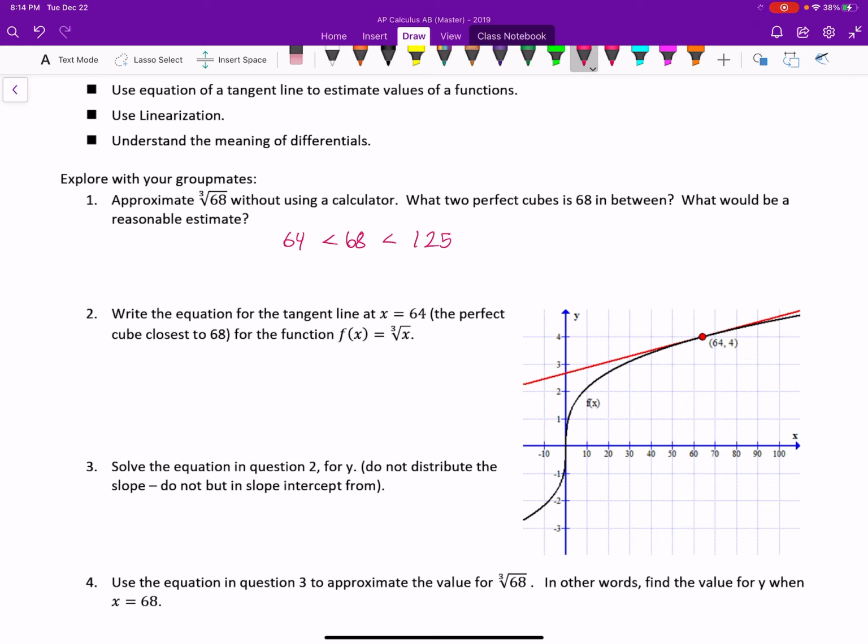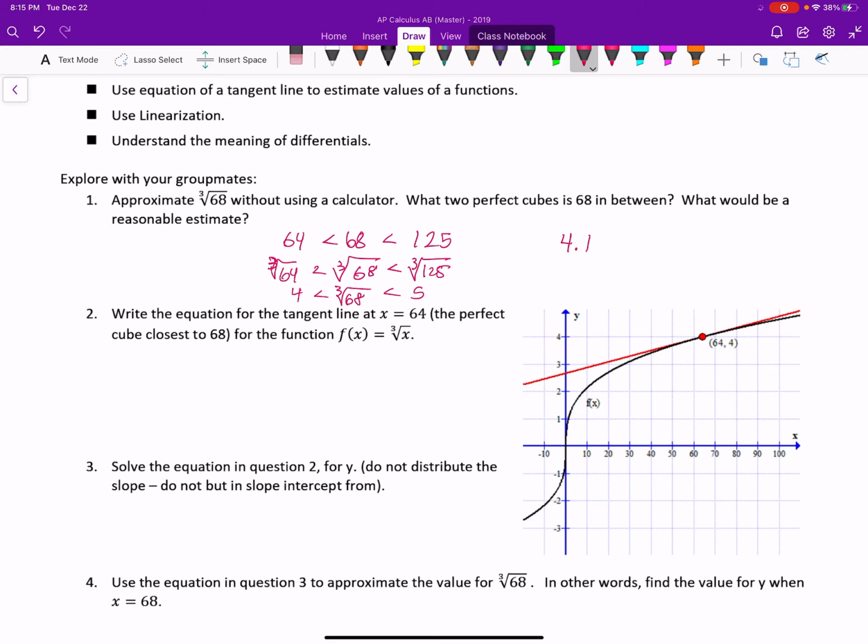So I know that the cube root of 68 is somewhere between the cube root of 64 and 125. That is somewhere between 4 and 5. Now, the cube root of 68 is way closer, because 68 is way closer to 64 than it is to 125. So my reasonable one is going to be 4.1. If you did 4.2, whatever, but definitely pick a value closer to 4 than to 5.